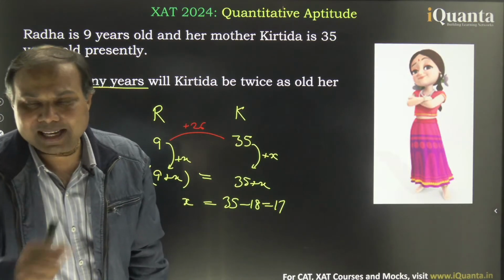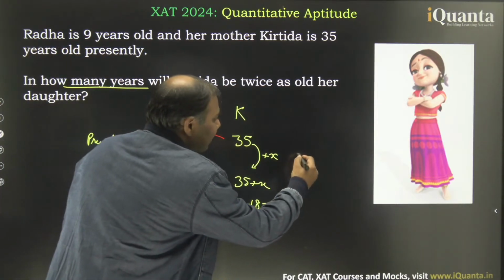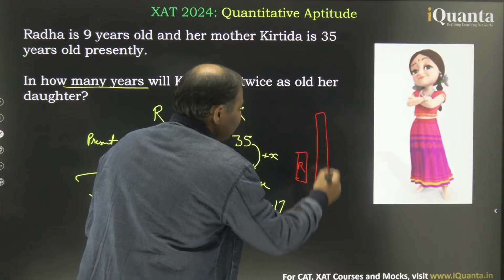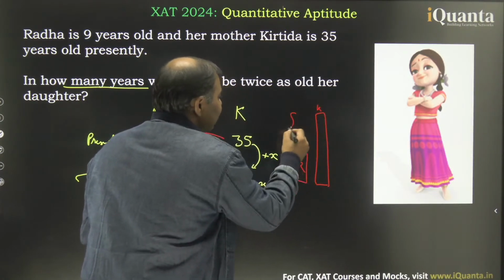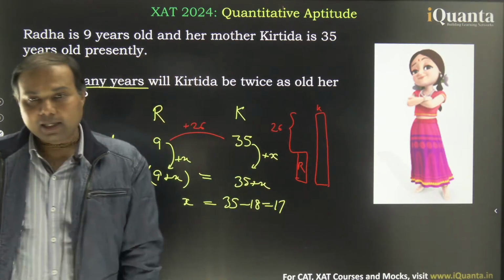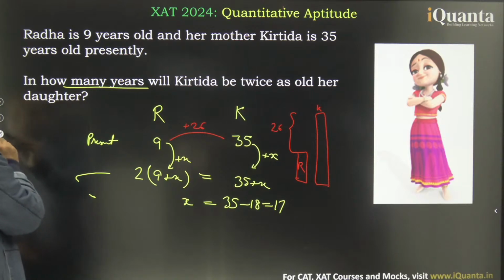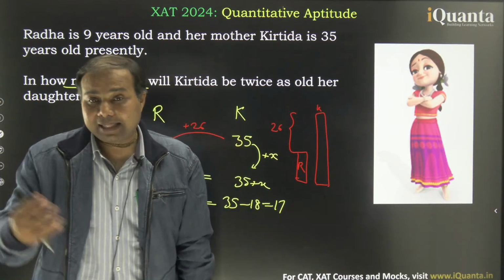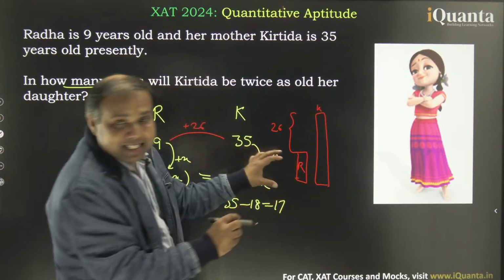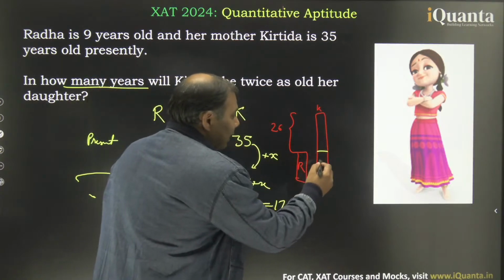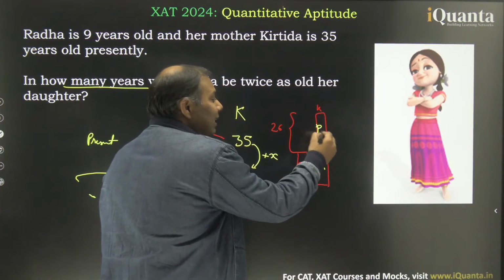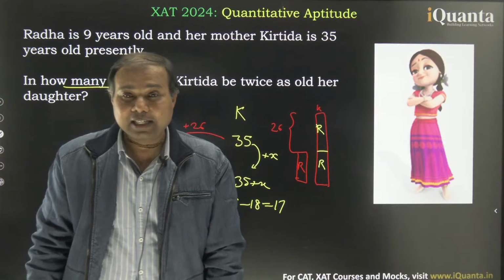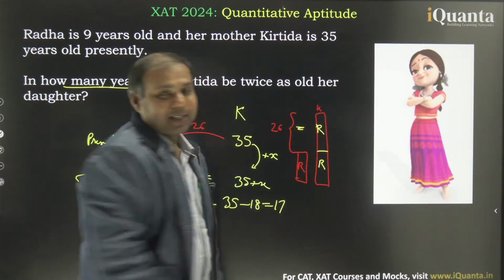Now, I do not want to make equations, then how to solve it? So see, let's make the bar graph. So this is, say, Radha, and this is the mother Kirtida. And what we know is that the difference in the ages is 26, right? My dear students, when it is said that I want the age of mother to be double that of daughter, that means whatever is the age of Radha, that must be there twice in the age of Kirtida. So we can divide the age of Kirtida in two parts, both of which are equal to the age of Radha, right? So that clearly tells us that the age of Radha must be 26, isn't it?